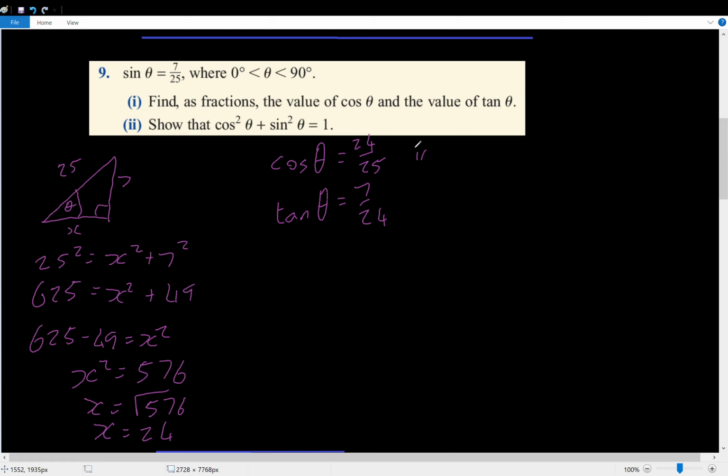Part 2, despite looking a bit awkward, is actually relatively straightforward. The reason for that is that cos squared theta is just equal to the cos of theta all squared. In other words, the value that you get when you get the cos of theta and you just square it, and that's how you get cos squared theta. So when we say we want to check that cos squared theta plus sine squared theta is equal to 1, we're going to sub in the values for that.